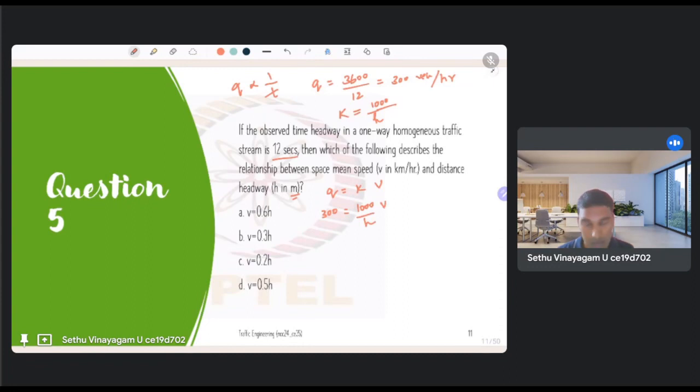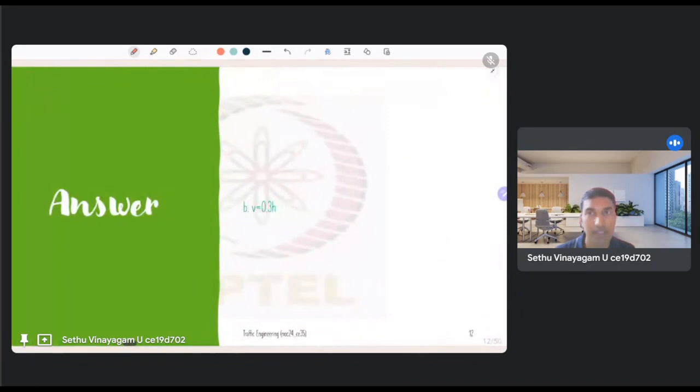So we have somehow brought the two parameters that we want into the equation, right? So v and h. Everything else is known, only v and h are unknown. So what can we do here? v is equal to 300 by 1000 into h, so it's just nothing but 0.3 h. So v is equal to 0.3 h is the relationship between the space mean speed and the distance headway for this particular traffic stream. So the right answer is option B, v is equal to 0.3 h.